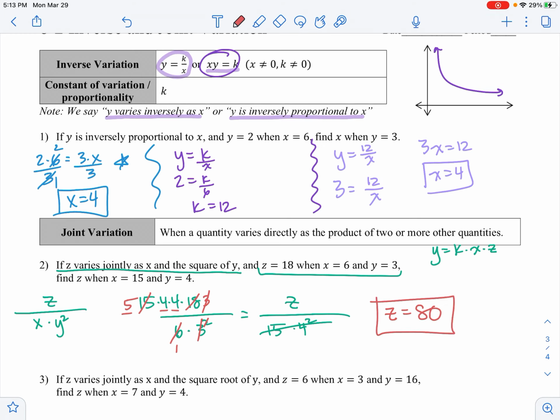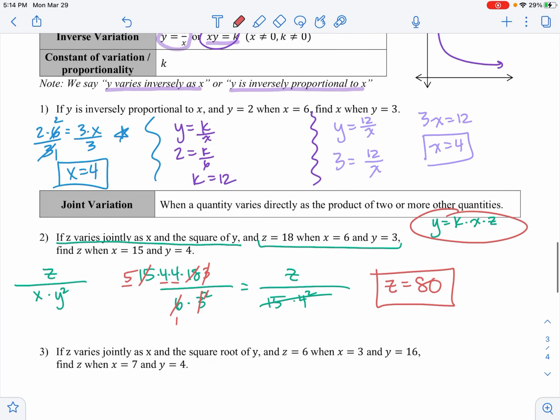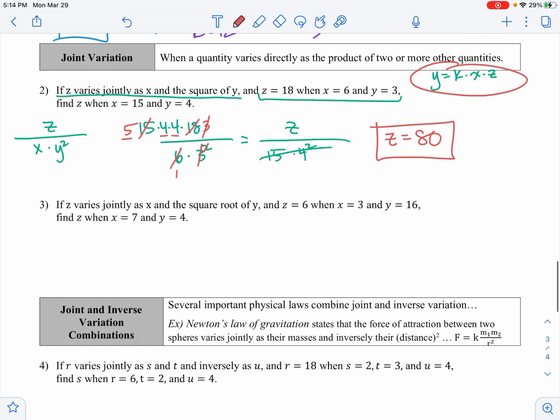All right, so you can kind of do these bit by bit. Of course, you can go back. You can use your equation. You can find k and then solve from there. Or you can use those proportions that you know. I think everything else is pretty straightforward. So again, I'm going to leave the rest of these questions for you.